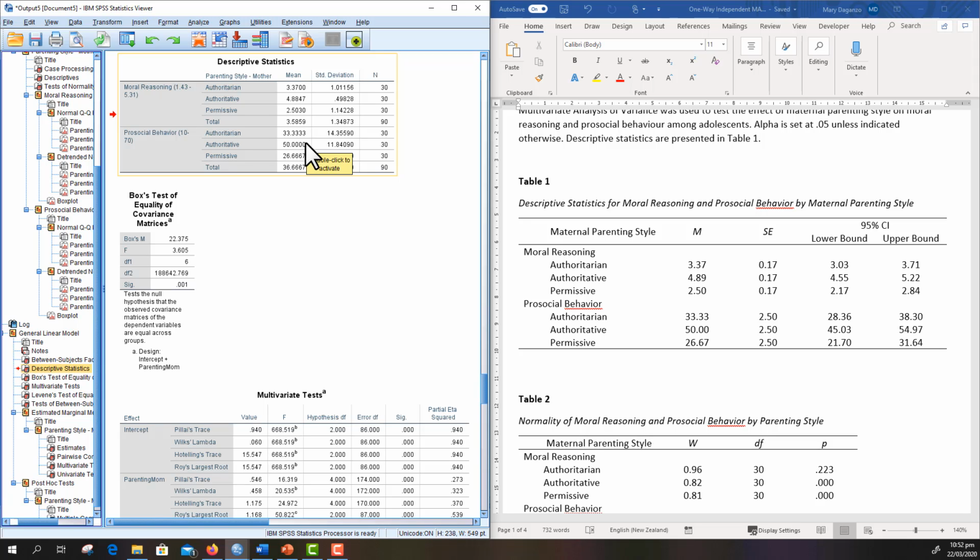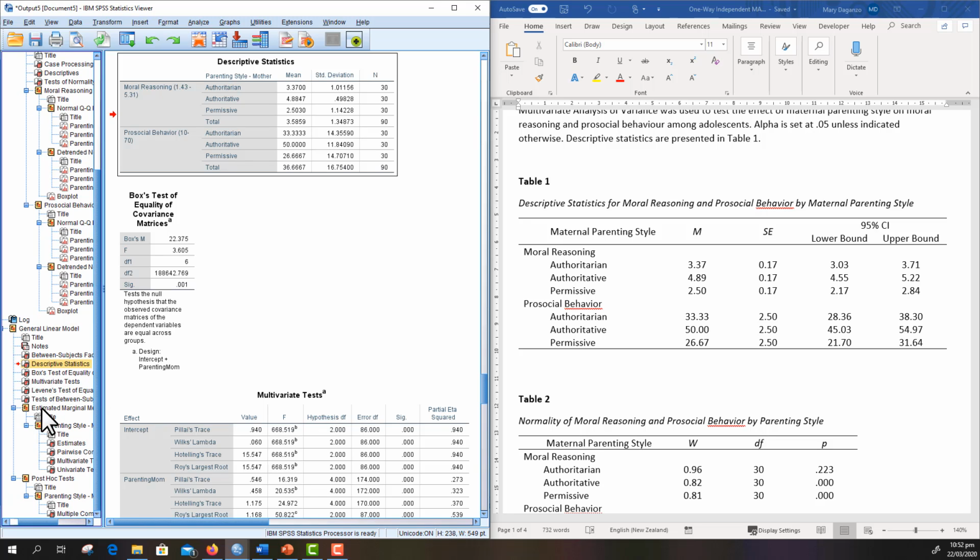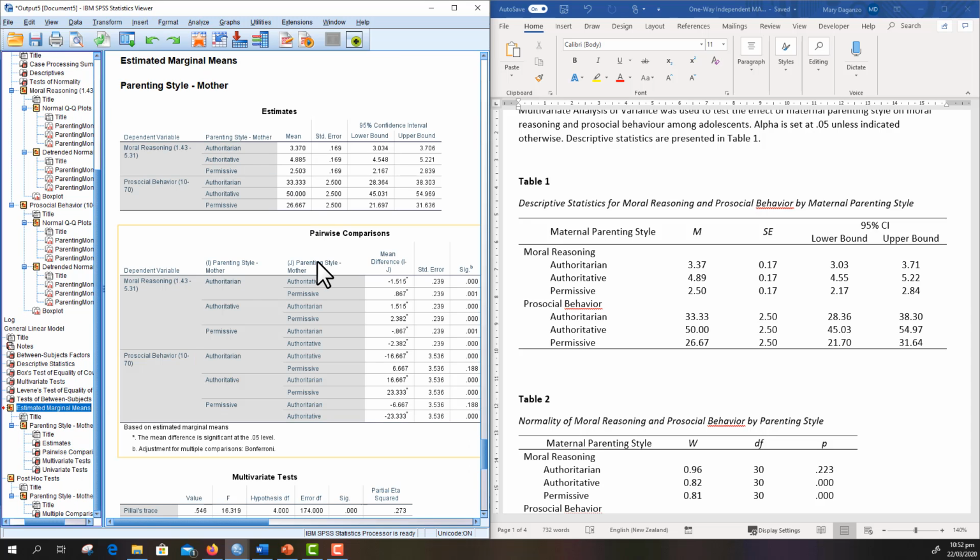But because I also want to report the 95% confidence interval, I use the estimated marginal means. The value of the means will still be the same, but instead of the standard deviation, we are reporting the standard error. And then we have the 95% confidence interval with its lower bound and upper bound. Note that the symbols for the mean and standard error are italicized.